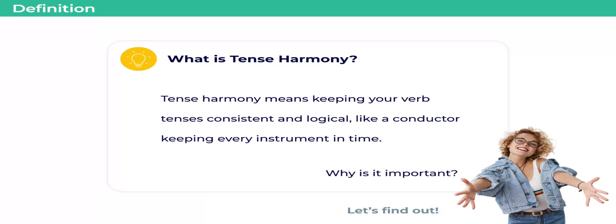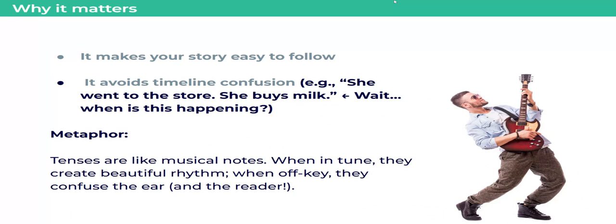But why is it important? Well, let's find out. So why it matters? Tense harmony makes your story easy to follow. Okay? It gives a flow to your story. It avoids timeline confusion, e.g., she went to the store, she buys milk. Okay, wait, when is this happening? It's not clear. So tense harmony avoids timeline confusion.